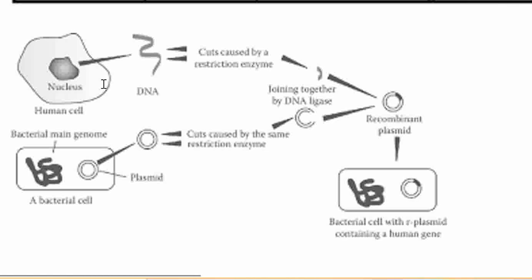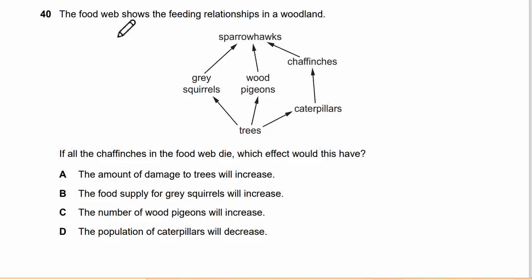The use of bacteria to produce insulin is common. So some gene from human that is responsible for producing insulin is cut, and some section in the bacteria's plasmid is cut, and then it is combined together, and that's how the bacteria are able to produce insulin hormone for diabetic patients. So this is genetic engineering. Now question 40, the food web shows the feeding relationships in a woodland.